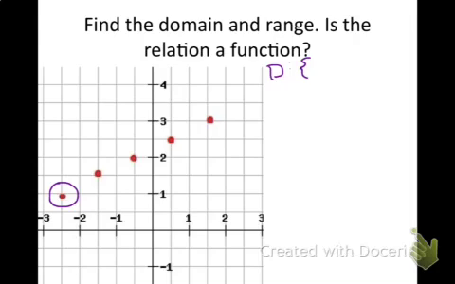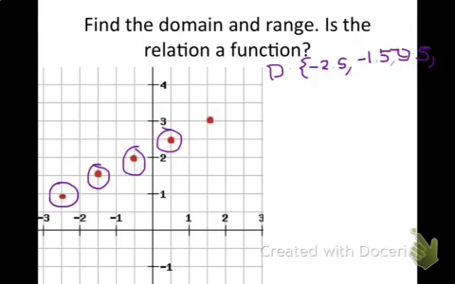negative 2.5. For the next one, the x value is negative 1.5. For the next one, the x value is negative 0.5. This one, it's positive 0.5. And for the last one, it's 1.5. So that's our domain. We have negative 2.5, negative 1.5, negative 0.5, 0.5, and 1.5.